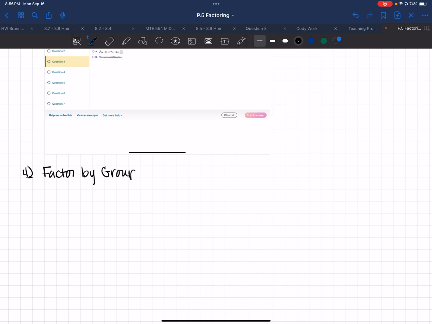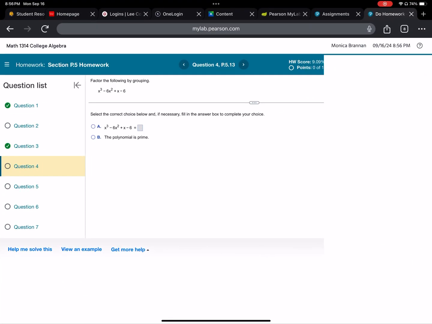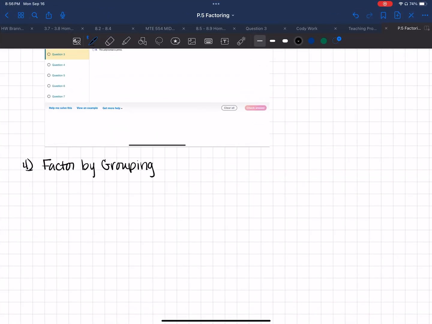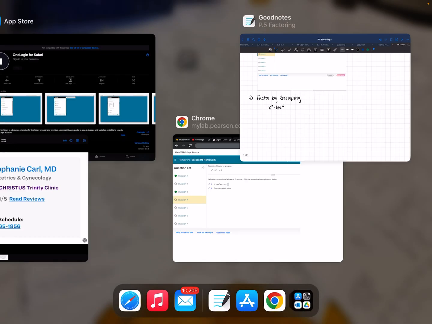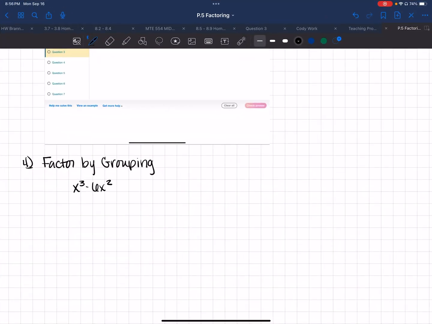And when we factor by grouping, we generally have an even number of terms. And usually in these questions, for your purposes, there's going to be 4 terms. And if you remember, when I say terms, those are the parts that are in between the plus and minus. So I have x cubed minus 6x squared, and then I have plus x minus 6, okay?